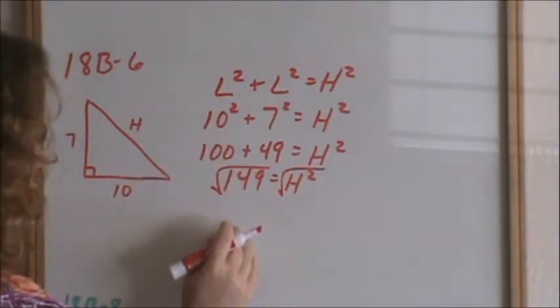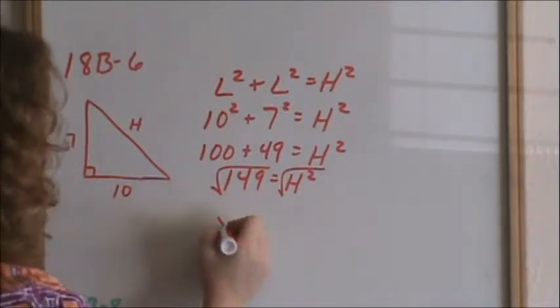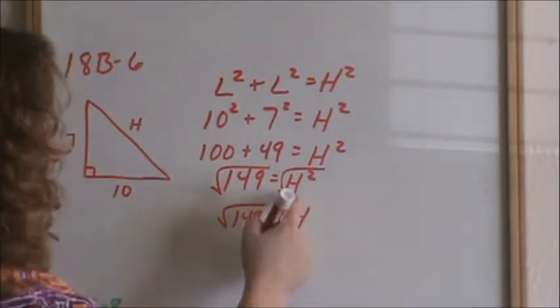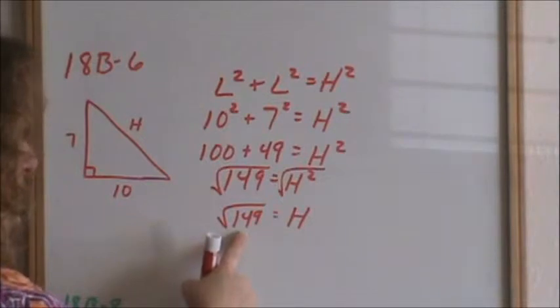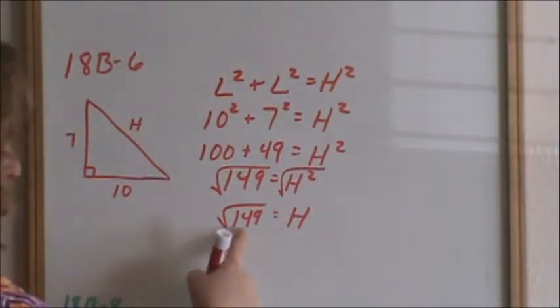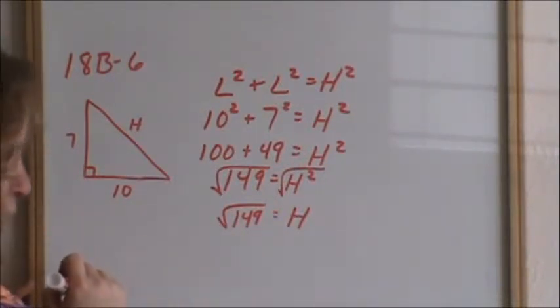In the world of algebra, whatever you do to one side, you have to do the other side. So we find here that h, the square root of h squared is h, and then the square root of 149. Here you need to look to see if you can simplify radicals. I don't believe that the square root of 149 will simplify, so you can just leave it as h equals the square root of 149.